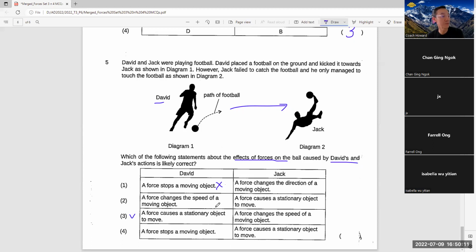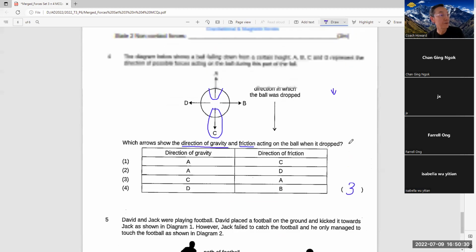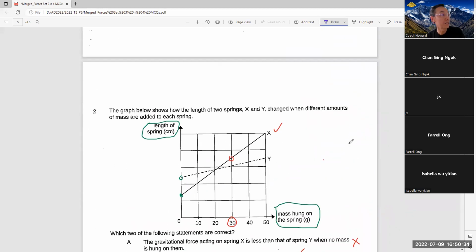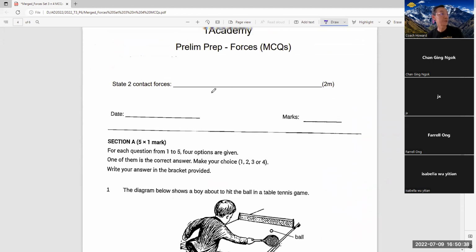That's it, the football is not moving. So this one also wrong. Okay, let's check this one. The force changes the speed of, okay, because this ball is moving there, then he kicked. So this one is most likely to be correct. So again, it's 3. Same as this question, 3. So we have done this one, this one, and this one.